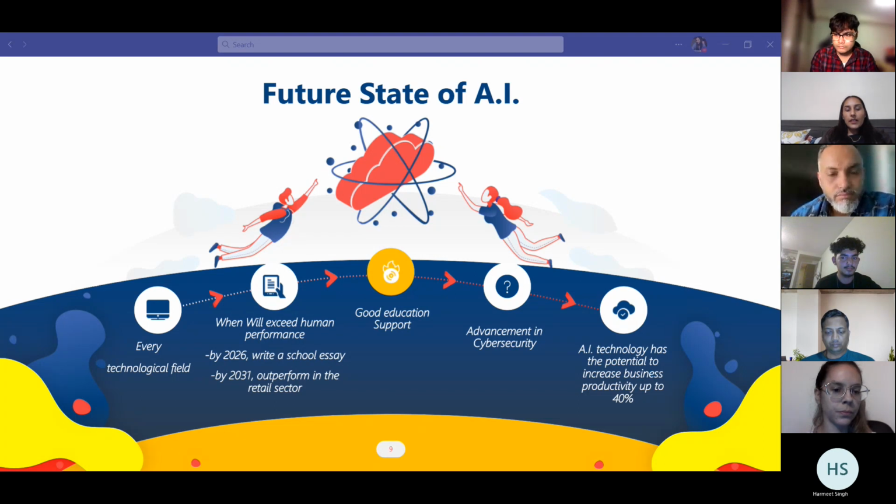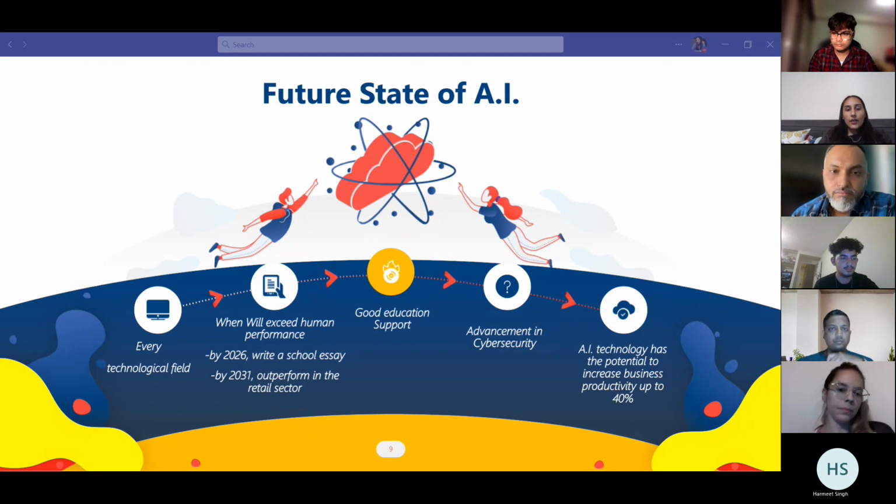So the second one is, when will AI exceed human performance? Evidence from AI experts contains estimates from 352 machine learning researchers about AI's evolution in years to come. By 2026, machines will be capable of writing school essays. By 2027, self-driving trucks will render drivers unnecessary. By 2031, AI will outperform humans in retail sectors. By 2049, AI could be the next Stephen King, and by 2053, it will be the next Charlie too.